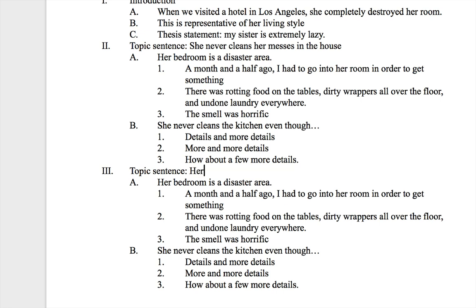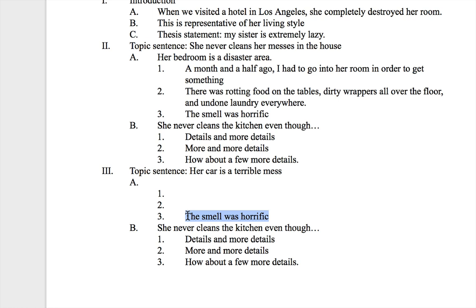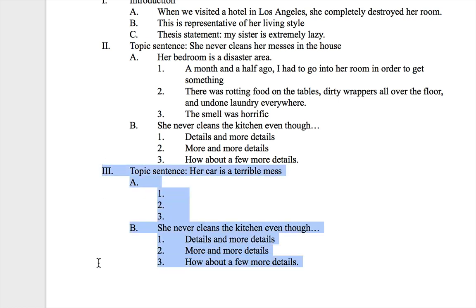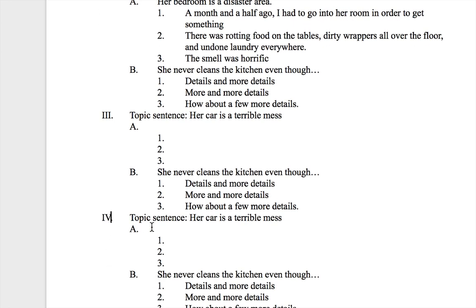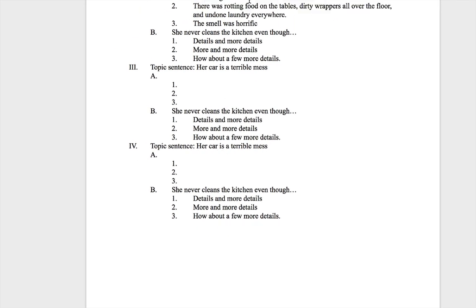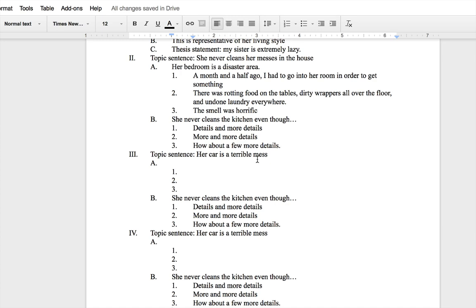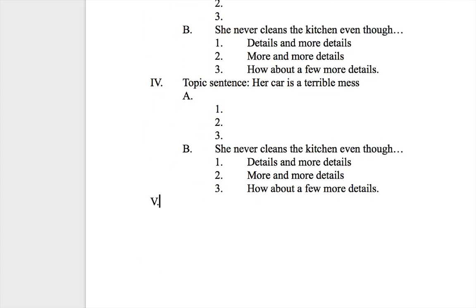Maybe her car is a terrible mess. And then just continue to replace what you have here, just erase the old ones and put in the new ones. And then you could do the same thing for the fourth. Go over here. And this would be number four. And this would be the last topic sentence. And then finally, once you get here, this is where you might want to decrease the indent, and then you're ready to type your conclusion.